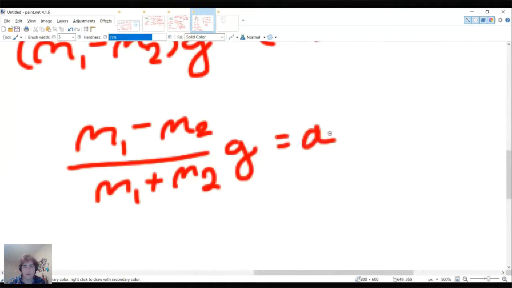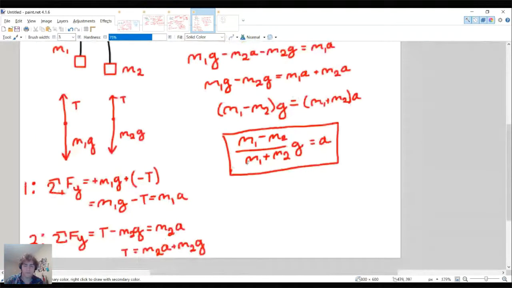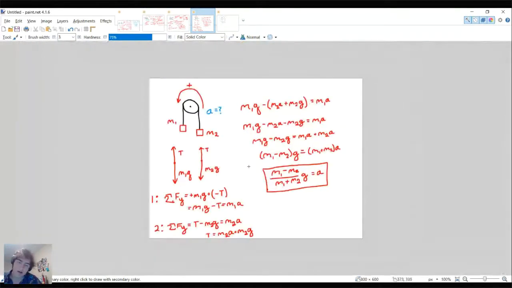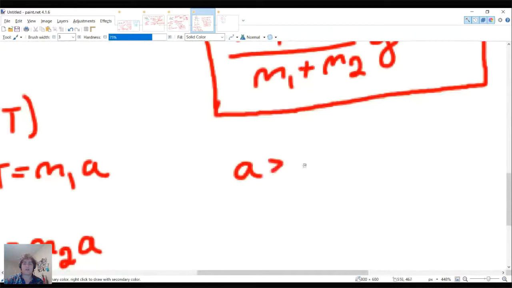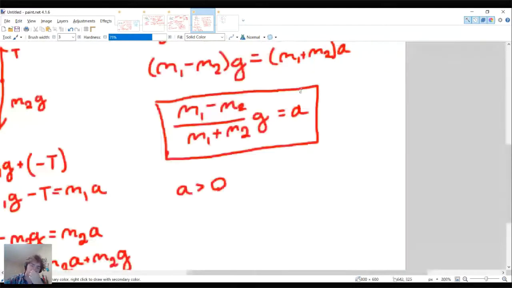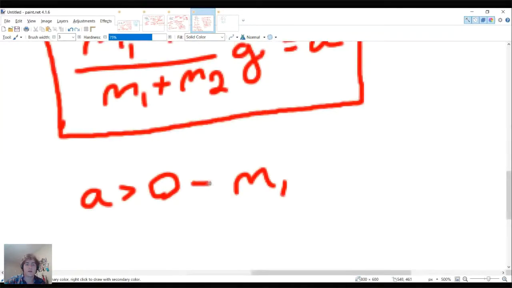And we're going to extract some physical information from this equation that we just derived. So let's find the case in which the system accelerates in the positive direction that we designated, the way of mass 1. For it to accelerate that way, acceleration has to be positive, right? So this whole thing has to be positive. Well, G is always positive, and M1 plus M2 is always positive because M1 and M2 are both individually positive, so their sum is positive. So the only part that could be negative is this one right here.